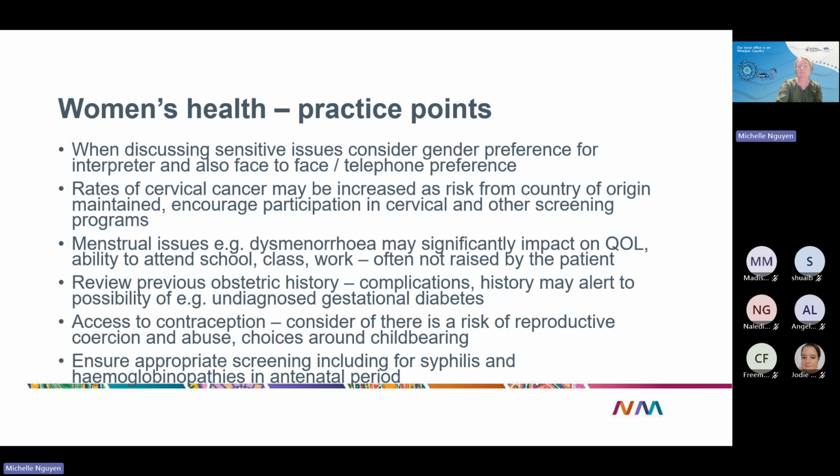Reviewing previous obstetric history. So looking at possible complications, history may alert you to things like undiagnosed gestational diabetes, and also thinking about access to contraception. So consider whether there could be a risk of reproductive coercion and abuse, or making sure people have choices around childbearing, because often women decide to delay adding to their families after arrival because they want to be able to learn English and settle in soon after arrival. Just ensuring appropriate screening for syphilis and hemoglobinopathies in the antenatal period as well.